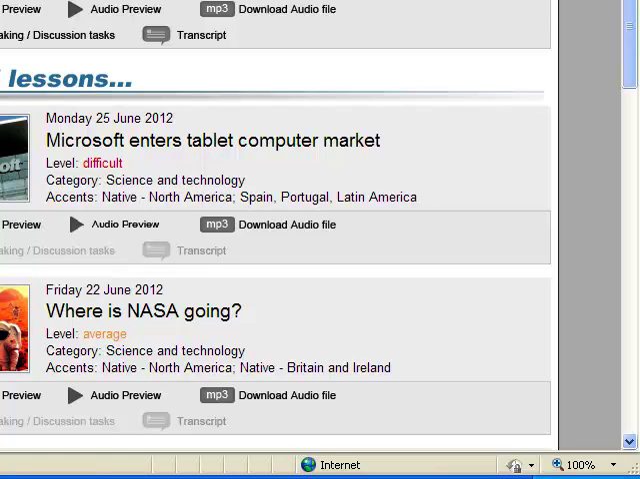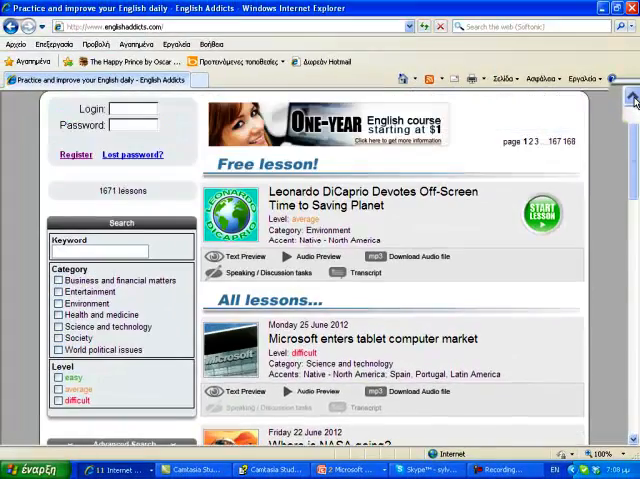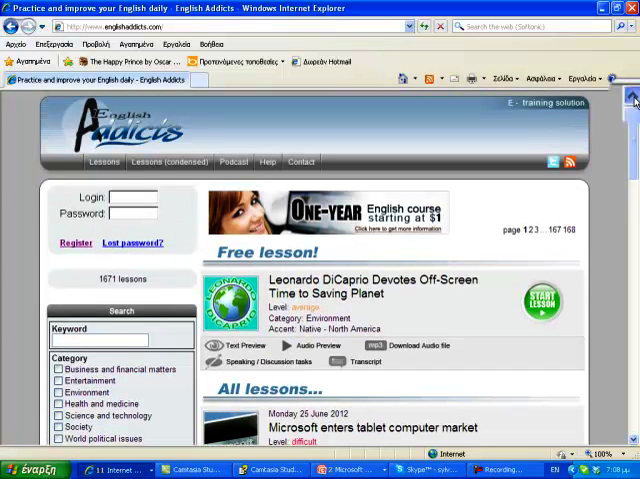Now, another great thing is that the model this is all based on is a kind of philanthropy model of selling or sharing with learners around the world, and it's absolutely unique and fantastic for learners who are often left out of achieving their goals because of financial matters. So you can pay anything you want to access all of these lessons. It says 1 year English course starting at $1.